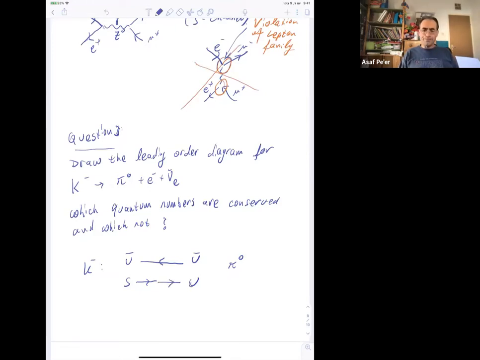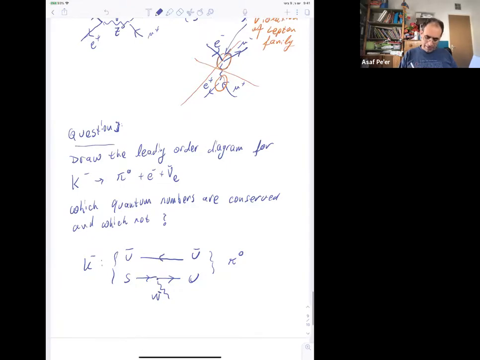So the strange turns into an up, really. How can it be? The only way is to emit a W minus. Remember, the strange quark is a down type quark, so it's negatively charged, and the up quark is positively charged. So you emit a W minus, so charge is conserved, and then the W minus can then decay itself into an electron and an anti-electron neutrino.